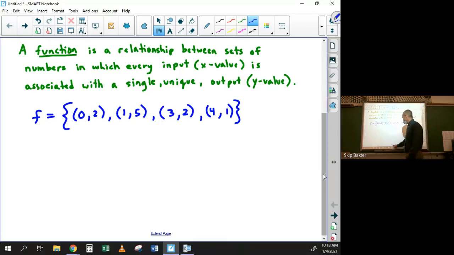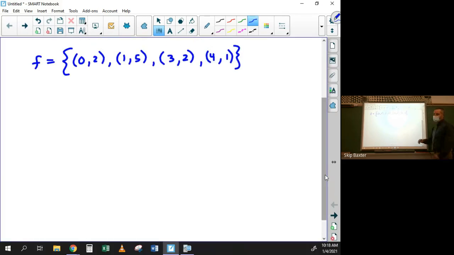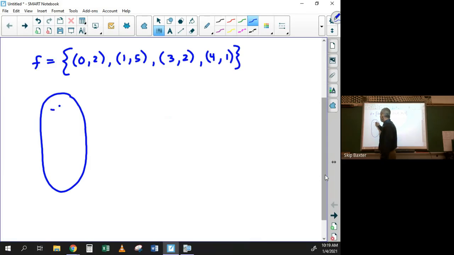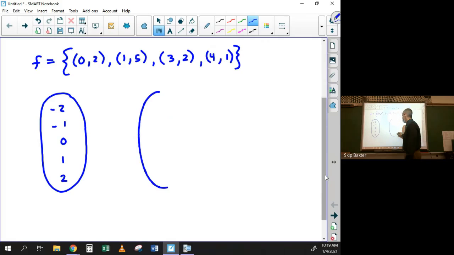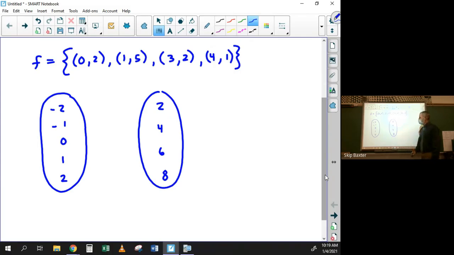Another way to represent a function is like a diagram, an arrow diagram. Like you got a set of numbers over here. Like maybe this set of numbers is -2, -1, 0, 1, and 2. And then you got a set of numbers over here. So maybe this set of numbers is 2, 4, 6, 8. Okay? And then you just have arrows indicating what the relationship entails. So maybe you have an arrow going from -2 to 4. That means that the point (-2, 4) is part of the function. And maybe you have an arrow going from 1 to 6. That means the point (1, 6) is part of the function.